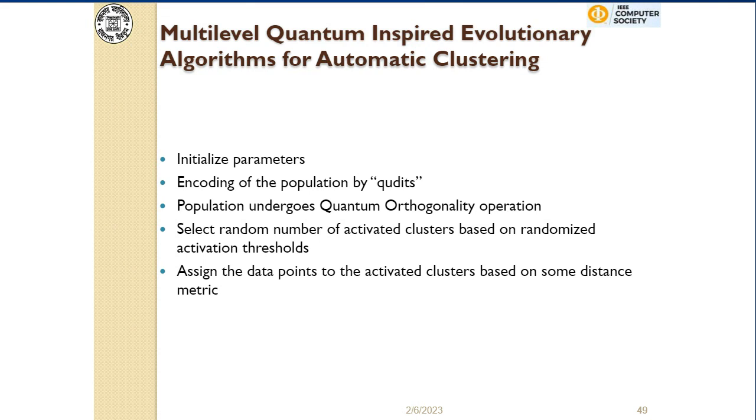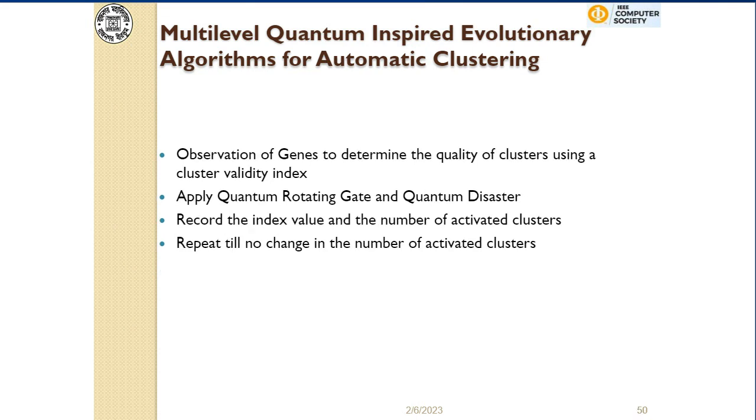And then you go for the measurement, because you have to determine whether the clustering outcome is good or not by using the cluster validity indices. Now, these cluster validity indices are classical metrics. So you have to have the classical values of the clustering outcome to determine the quality. So you go for the observation, that means the measurement of the entire system, and then you measure the quality of the clusters using the cluster validity index.